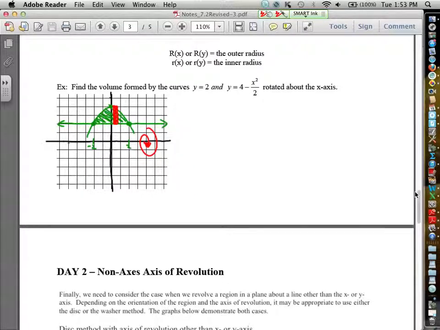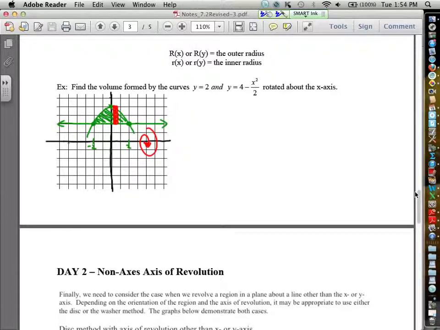The rectangle has to be perpendicular to the axis of rotation. So it's a vertical rectangle this time. We'll do ones that are horizontal or parallel to the axis of rotation later. That's another method.